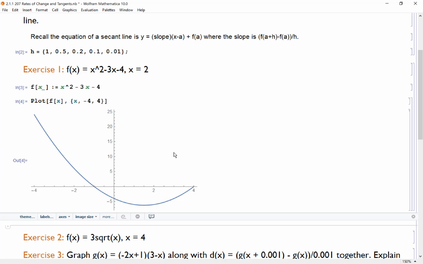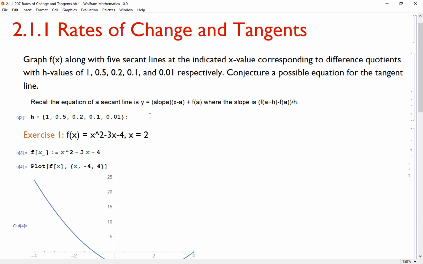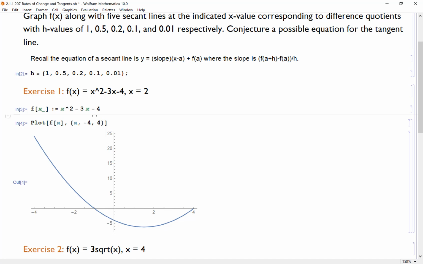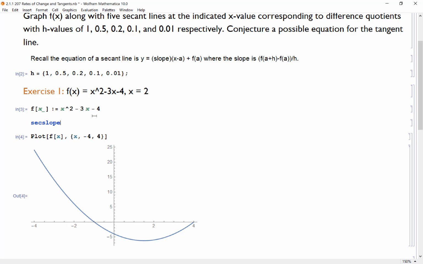So there's my graph. What I want to do though is be able to graph 5 secant lines right there at that point. Okay, so in order to avoid having to just characterize these over and over again, I have an idea. I'm going to make a function called SecantSlope. And what I'm going to put into SecantSlope is an a and an h. And I'm going to define it just like we did in our note at the beginning: f of a plus h minus f of a, all over h.